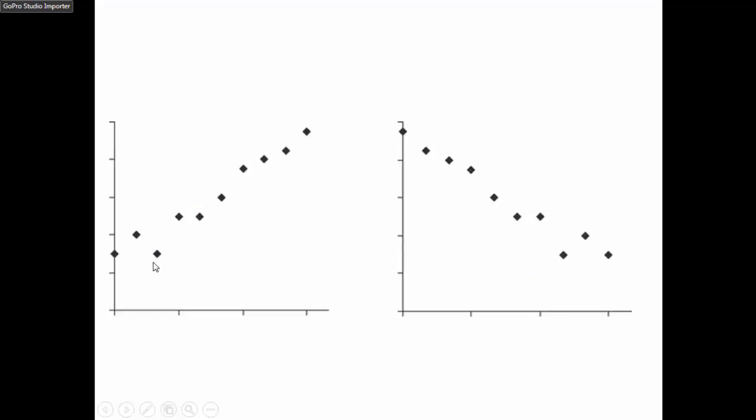So again, you can see here's some more data points. This is from the book. The one on the left would be a positive correlation. The one on the right would be a negative correlation.